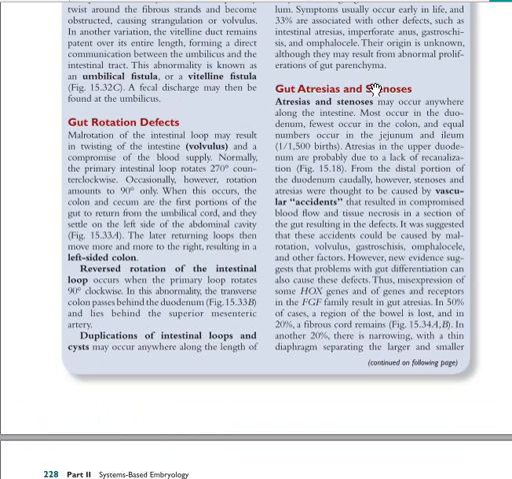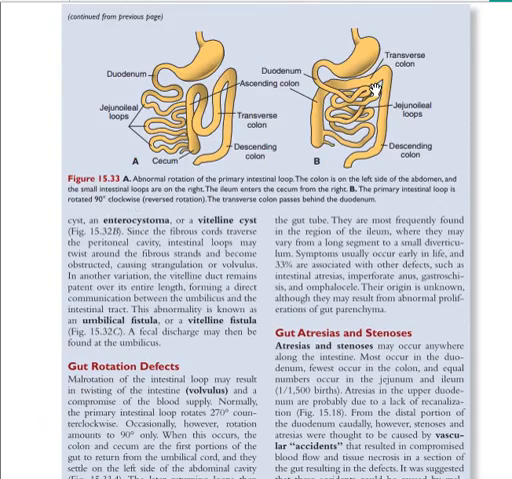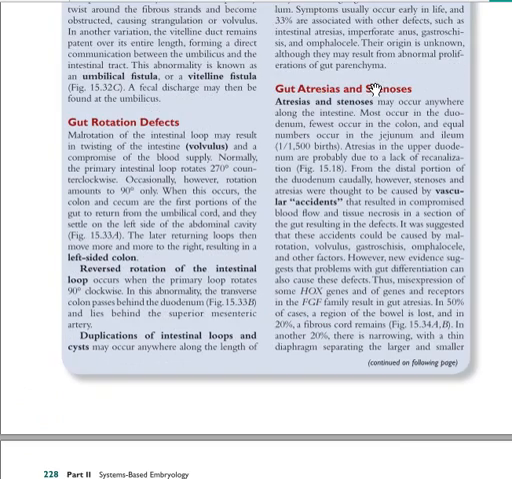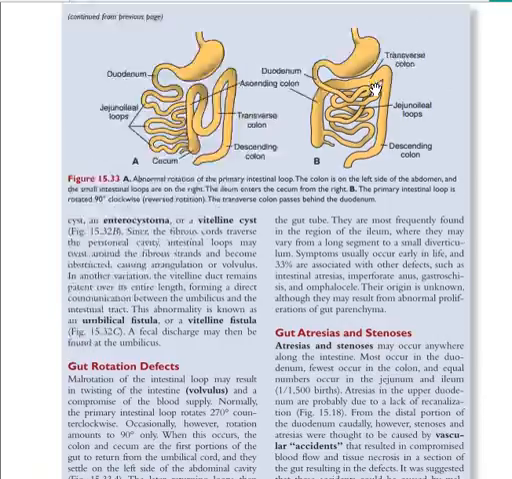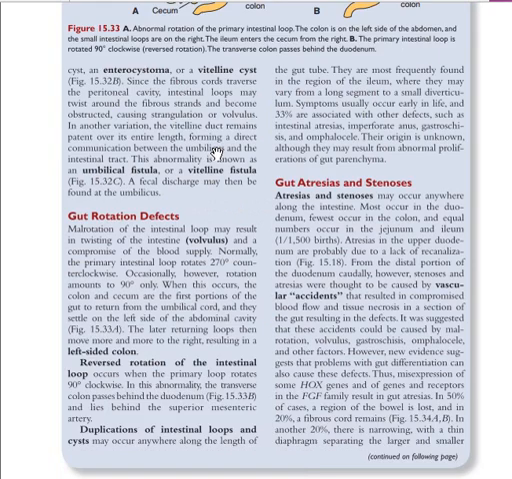Now we also have duplication of the intestinal loop and cyst. Duplication of the intestinal loop and cyst may occur anywhere along the length of the gut. This is most frequently found in the region of the ileum. Is it clear? In diagram A you have abnormal rotation of the primary loop. The colon is on the left side, abnormal rotation, all that.